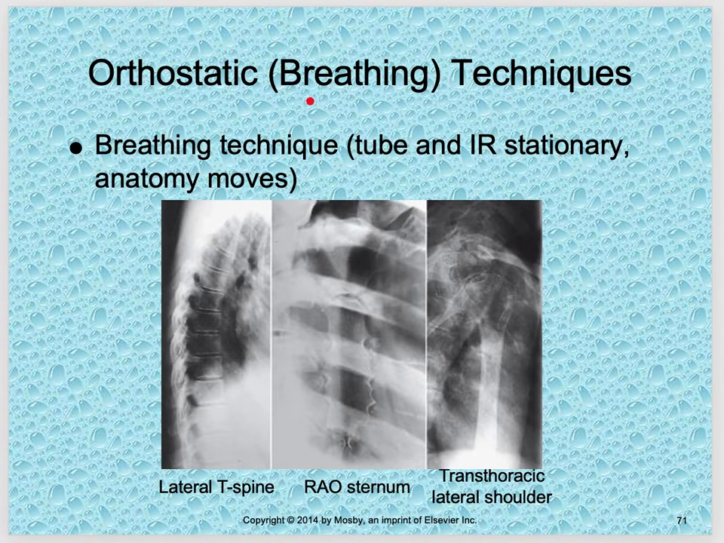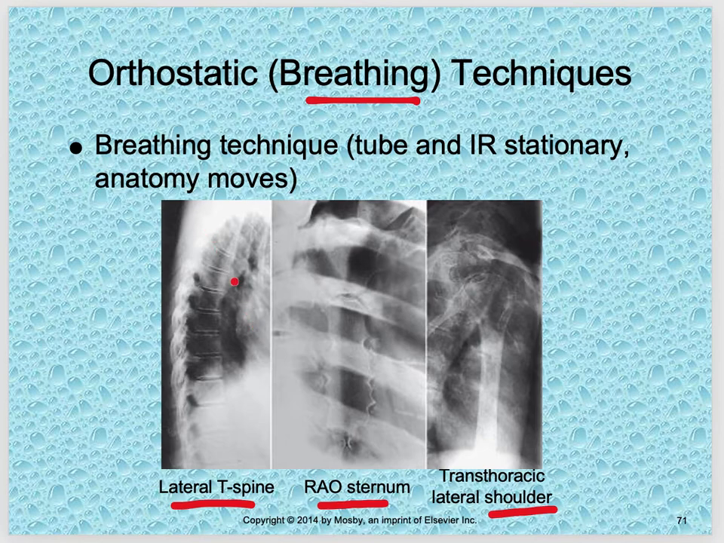So orthostatic breathing technique, this is just a review of why we do orthostatic breathing technique and when it's done. A lateral T-spine, you're going to use a breathing technique. RAO sternum, breathing technique. Transthoracic lateral shoulder, breathing technique. So the tube and the image receptor are stationary and the anatomy moves.